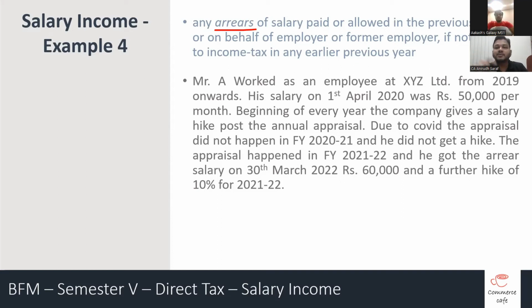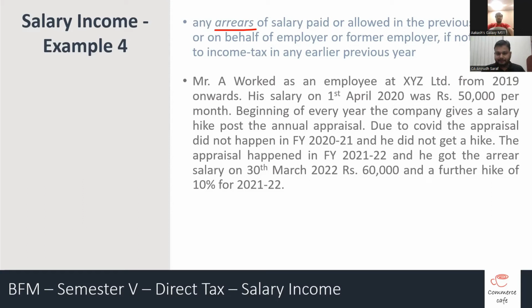Second example is sometimes you revise the salary. Suppose you're increasing the salary, but you're doing it with retrospective effect. So not only for future years, but also for the last 2 years. Your salary for the last 2 years was calculated and paid to you, but at that time this was not known. Now they have taken a decision to increase the salary with retrospective effect, so additional salary for the last 2 years you will receive now. That is called arrear salary.